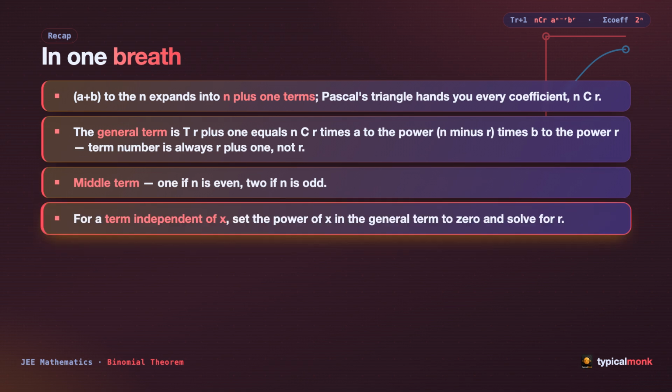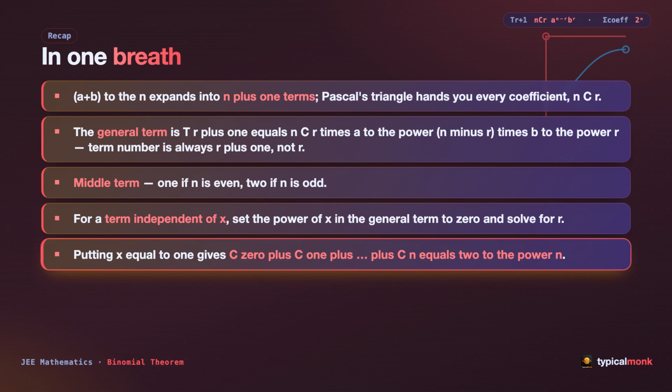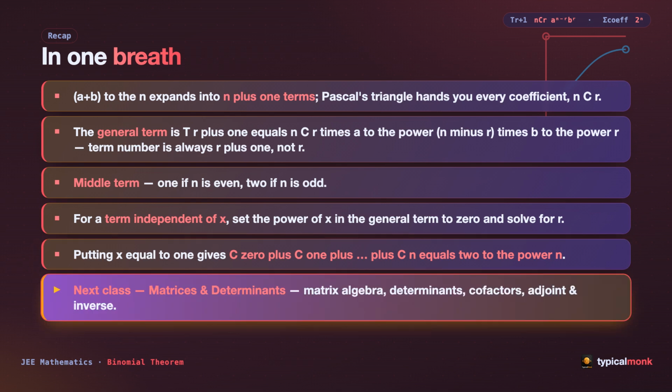For a term independent of x, write the general term, set its power of x to 0, and solve for r. Putting x equal to 1 gives C0 plus C1 plus all the way to Cn equal to 2 to the power n. And next class, we step into matrices and determinants. Matrix algebra, determinants, cofactors, the adjoint, and the inverse.